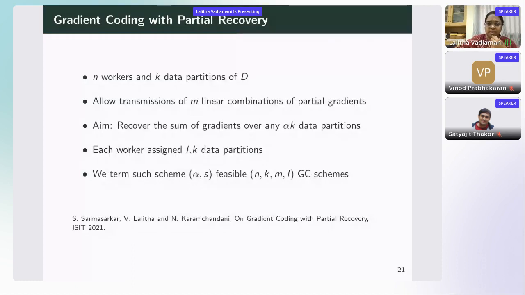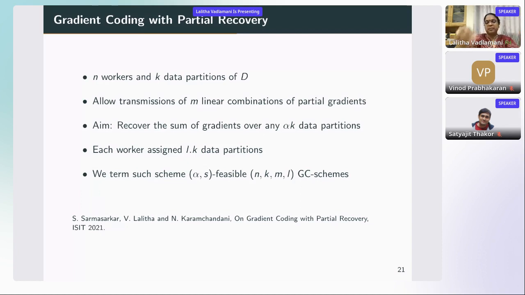But the aim at the master itself is to recover the sum of gradients of any alpha k data partitions, where alpha is a fraction. Alpha is given to us, it's a part of the problem, but we are only asking that the sum of gradients of any alpha k partitions has to be recovered at the master. And L is again a parameter which is a fraction, so L times k is the number of data partitions that we are assigning to each worker. With all these parameters, we call our schemes alpha-feasible gradient coding schemes.